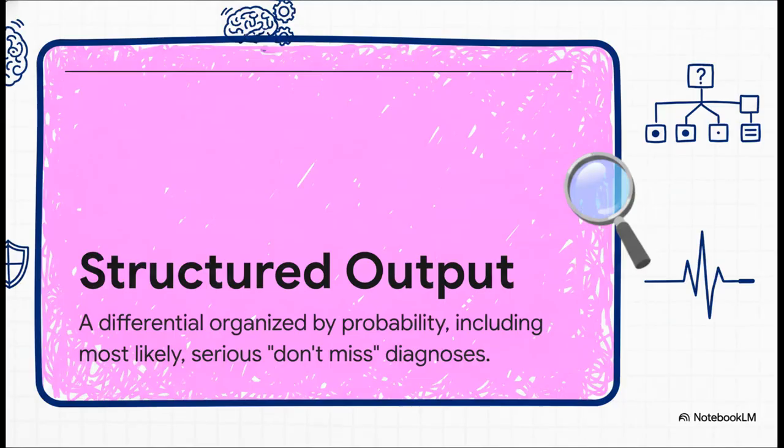And this is what we're aiming for. A great output isn't a flat list. It's a hierarchy. It's organized. It prioritizes what's most likely. It specifically flags the critical don't-miss diagnoses, and then it includes other plausible alternatives. It's basically your own clinical reasoning, just structured and laid out clearly for you to see.